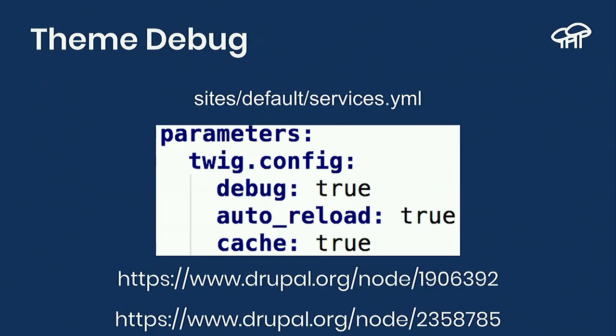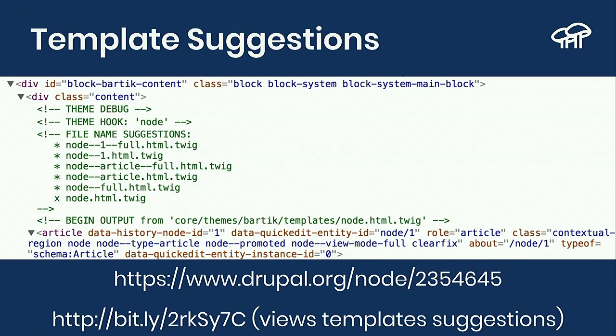So first step, enabling theme debug. In those links, you can find documentation on how to do it. But basically, it's finding the services.yml file in your installation and modifying some parameters there. Once you do that, Drupal will be working as usual. But if you inspect the source code of a page, now you will get HTML comments with very useful information.